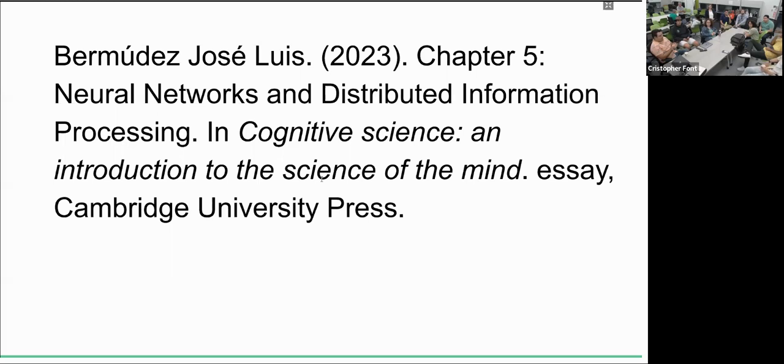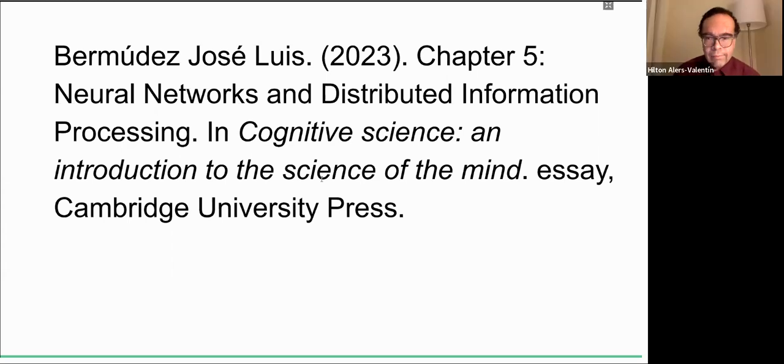No sé. Fernando está conectado. Hilton, Fernando está conectado. No.